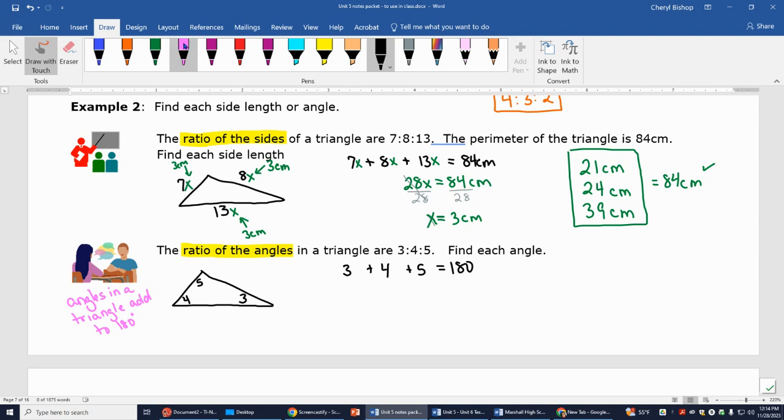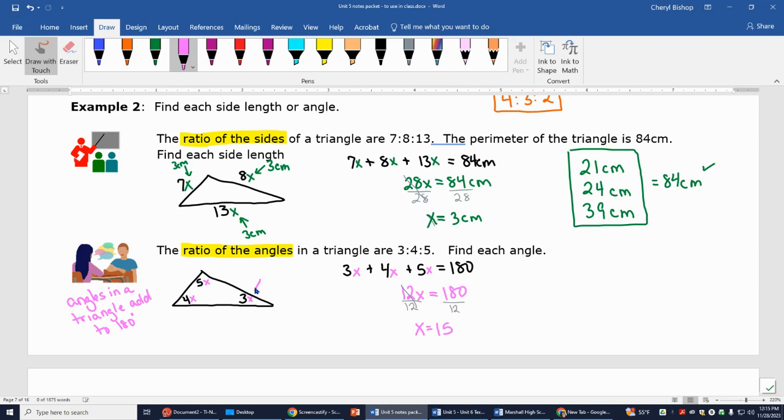So again, I'm going to have to do the same thing I did before. I'm going to have to figure out what I need to multiply my 3, my 4, and my 5 by to get up to this 180. So I have to find these values for these x's so that when I add these together, I get 180. So that is going to be 12x equals 180. We're going to divide both sides by 12. Division property of equality, and we'll get x equals 15.